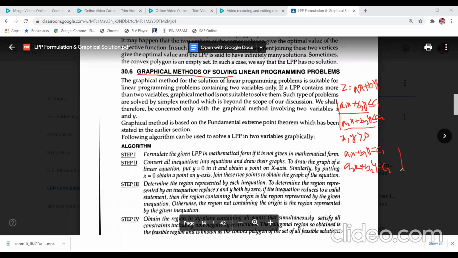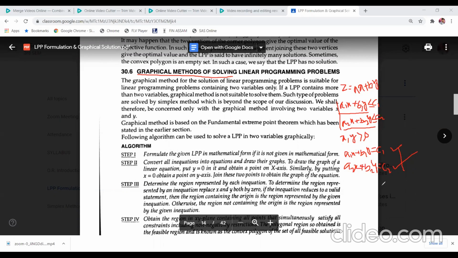Next, the third step is what? You need to plot all these equations in the graph. Because the equations are linear, all of them represent lines, so draw these lines over the graph. After drawing the graph of each line, the next step is to find the region.